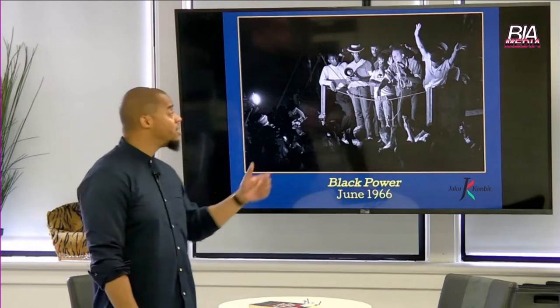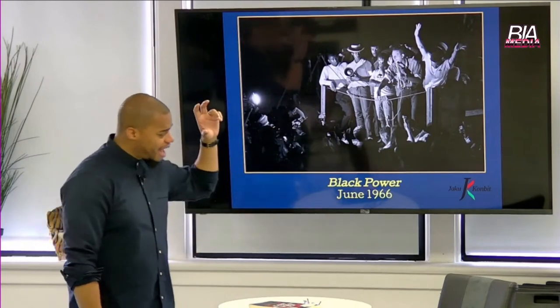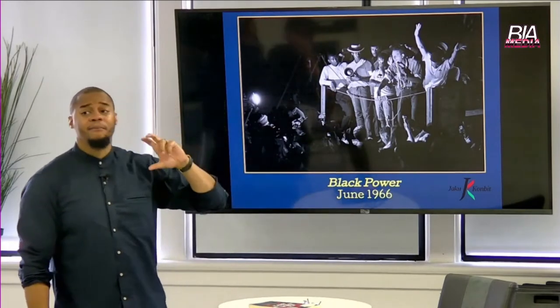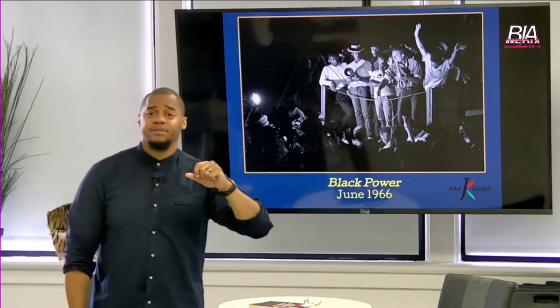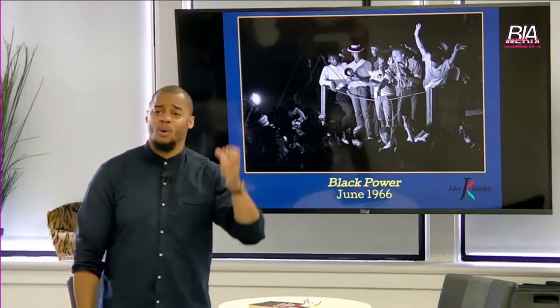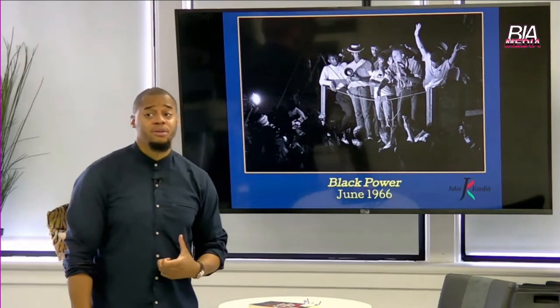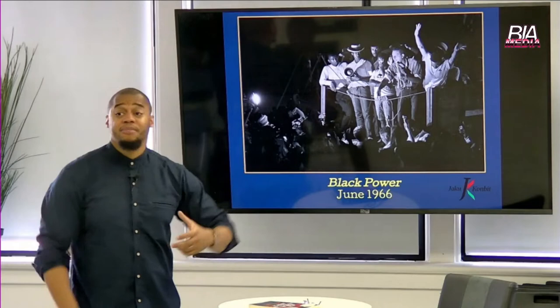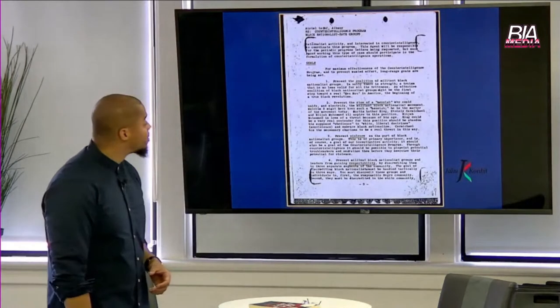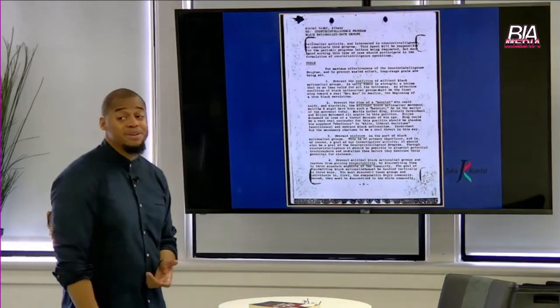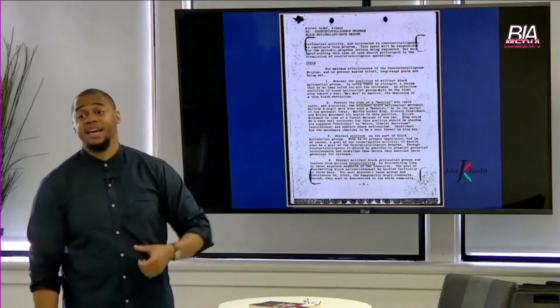So Stokely Carmichael and the advocates for Black Power become more known on an international level. And he gives a number of speeches, and he's organizing the African masses. And it's not just about Africans in America for Stokely Carmichael, because again, he's from Trinidad. It's about Africans all over the world. And he eventually is highlighted by the FBI as somebody that should be taken out.